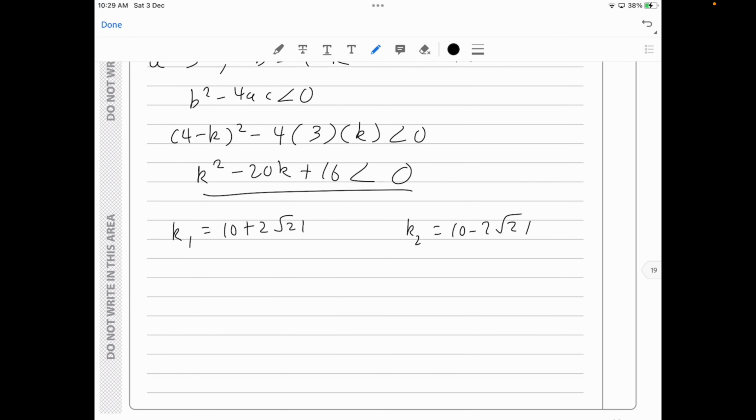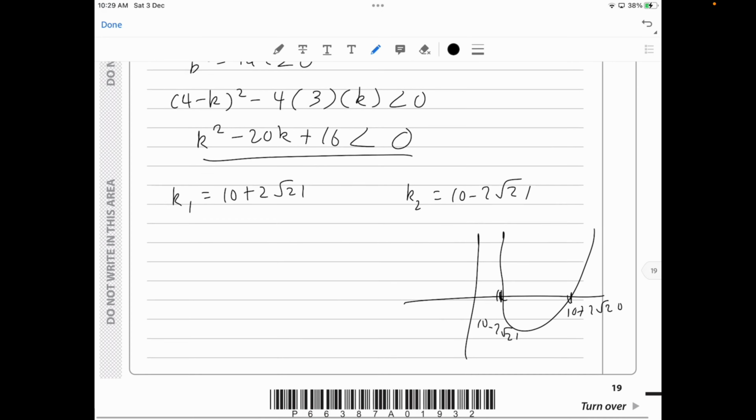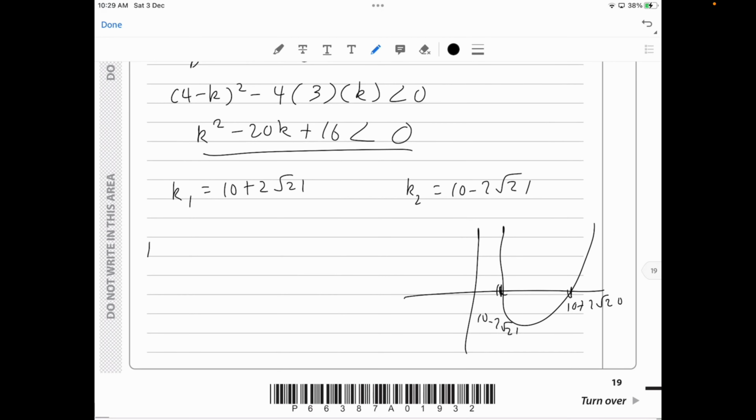Now we're going to write down the inequalities. We just draw a nice little diagram. It's going to look somewhat like an upward curve. This is 10 minus 2 root 21, and this is 10 plus 2 root 21. We only want the bit that's inside, so your final answer is going to be 10 minus 2 root 21 less than k less than 10 plus 2 root 21.